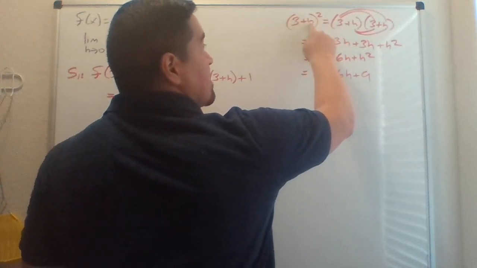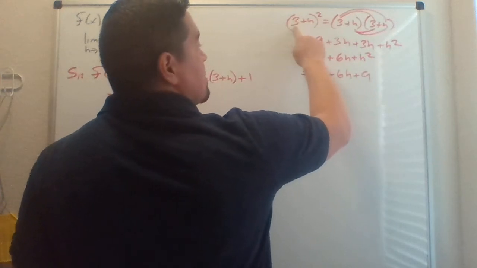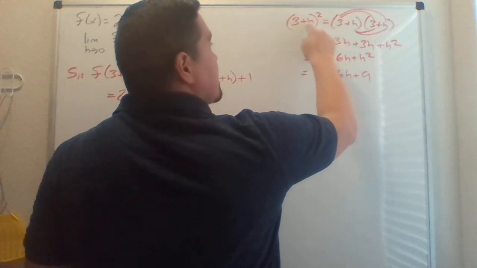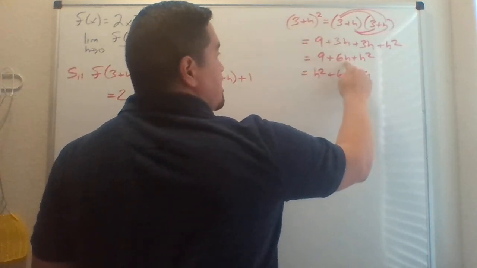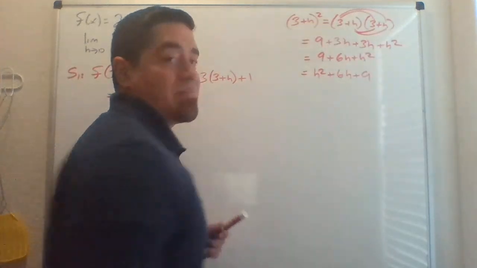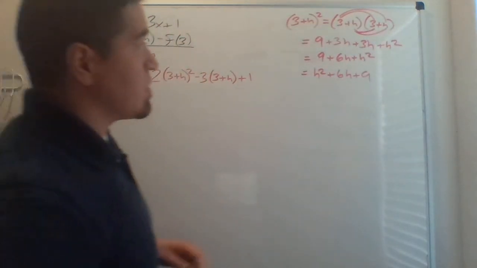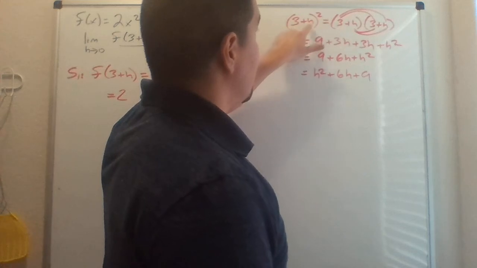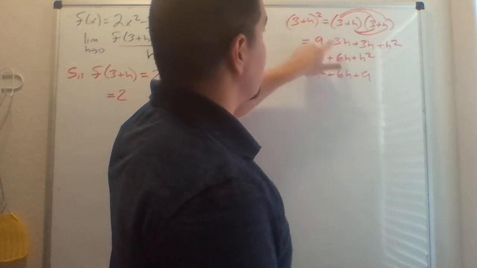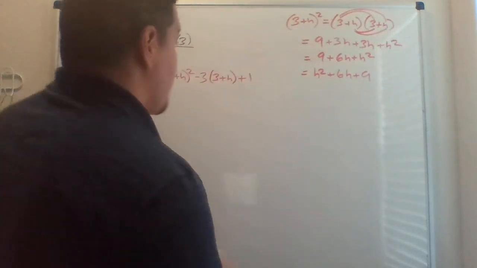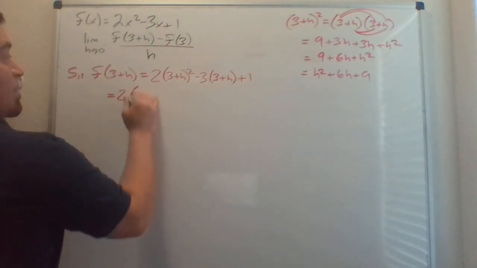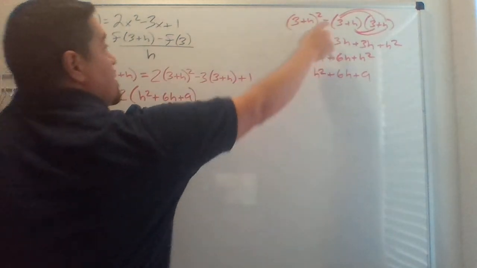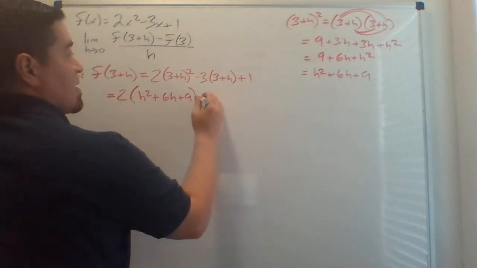H times h, or we can start with 3 times 3. 3 times 3 is 9. 3 times h is 3h. H times 3 is 3h, which adds up to 6h. H times h is h squared. Okay? And then you could always reorganize that. So again, 3 times 3 is 9, 3 times h is 3h, h times 3 is 3h, which adds up to 6h, and h times h is h squared. But anyways, that can be very helpful, because instead of doing, how many lines is that? 1, 2, 3, 4. 4 lines of work, you got 1 line of work.